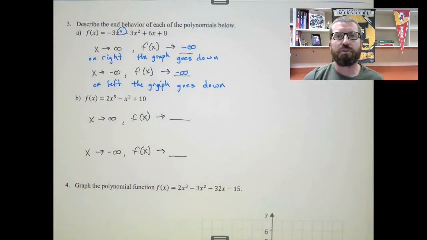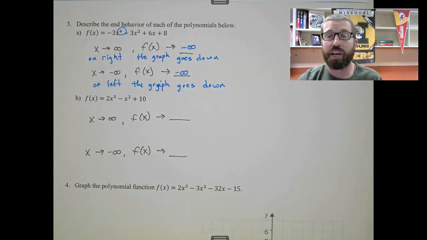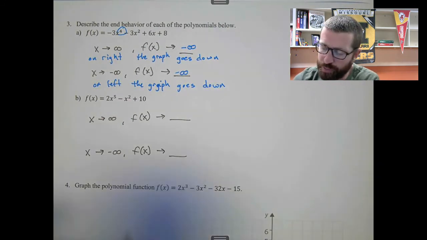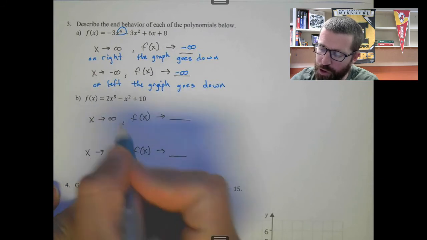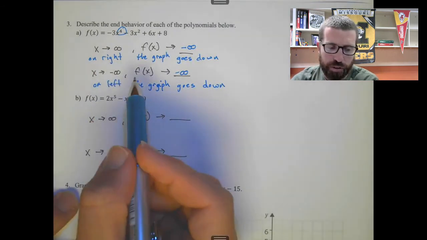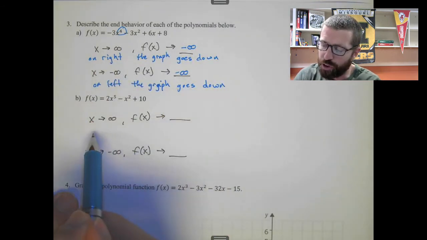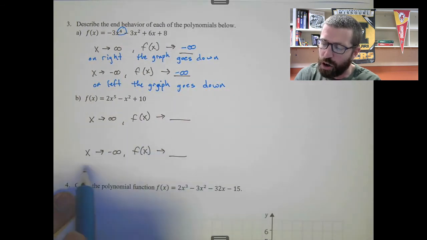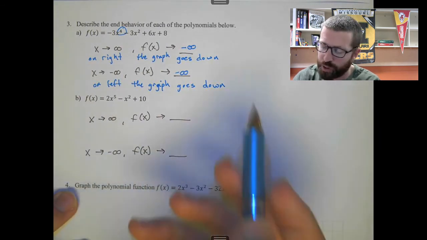So notice how it's nice to find the right side first, because the left side you determine based on the right side. Okay, so we won't write out the same words here, but they apply. So we could say on the right, the graph goes blank. On the left, the graph goes blank.